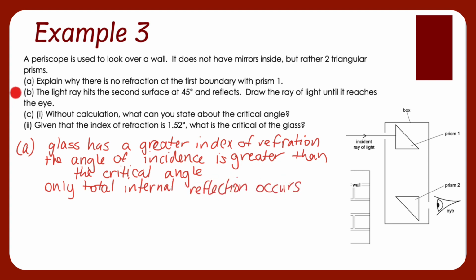It tells us the light ray hits the second surface at 45 degrees and says draw it until it reaches our eye. So it must be going here, 45 degrees. Now that means to my normal, this is 45 degrees and it's going to reflect at 45 degrees. Till I get to here, I'm going to have the same thing happening. Notice that 45 degrees now will go to my eye.